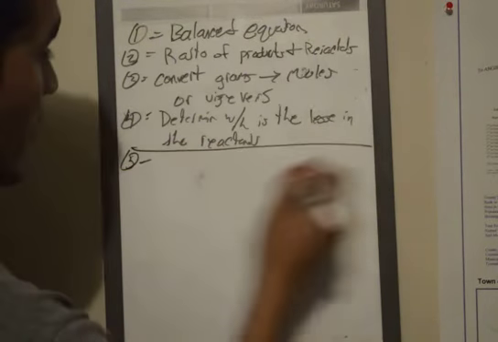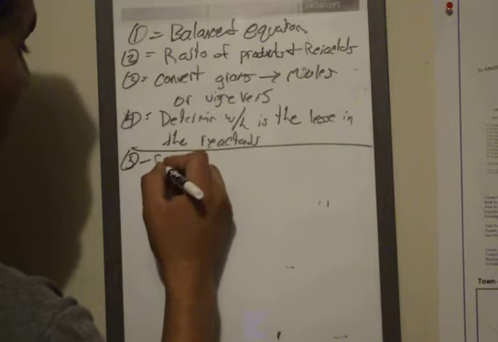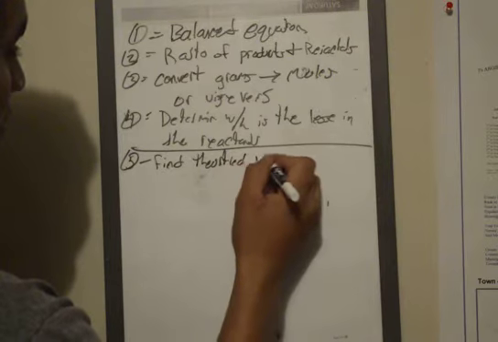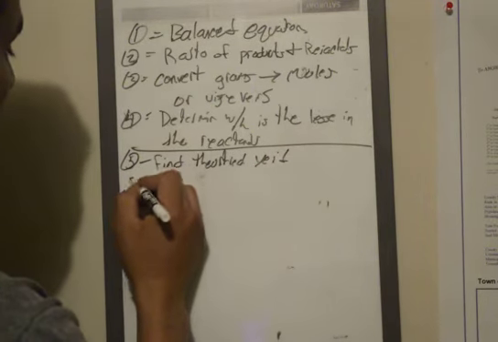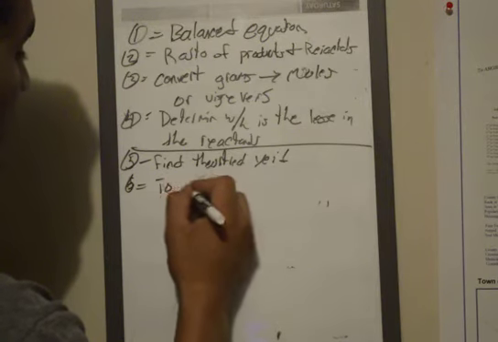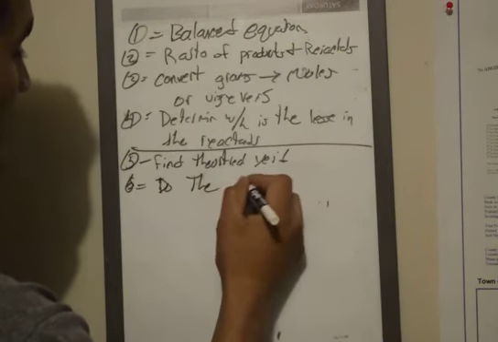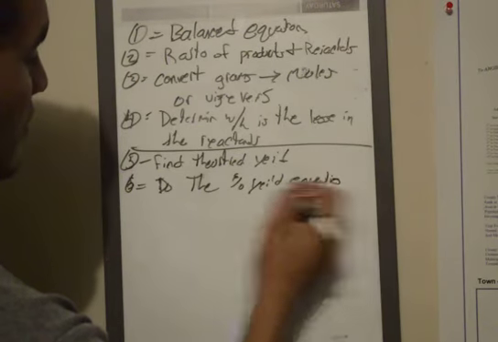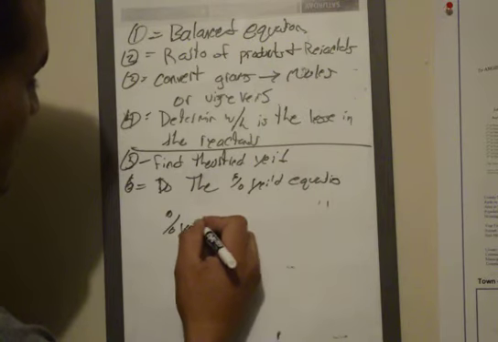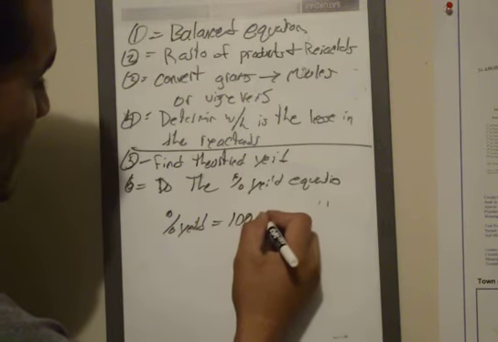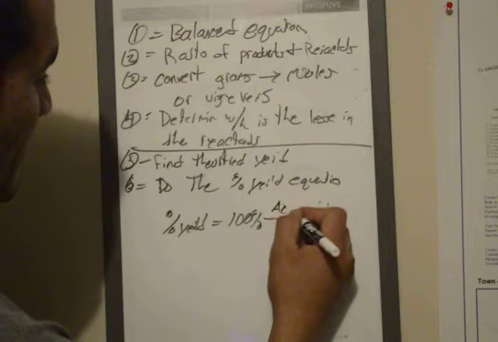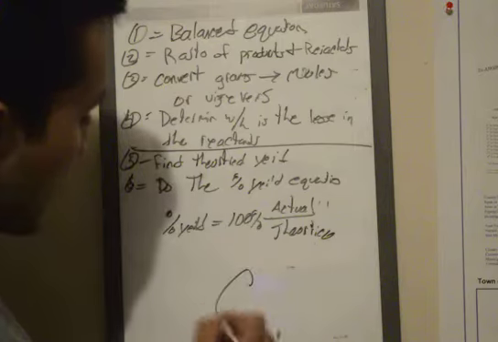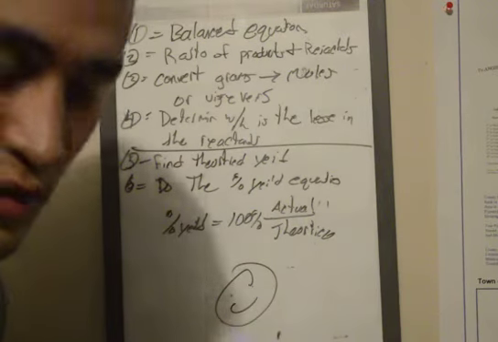Step 5 for percent yield is find the theoretical yield. Step 6, do the percent yield equation, which is actual over theoretical. Do plenty of these and it'll be real easy.